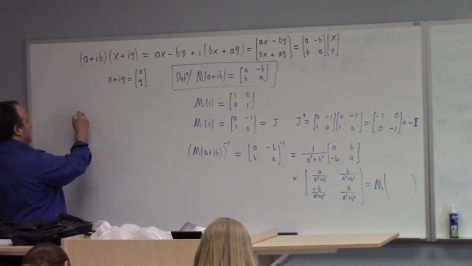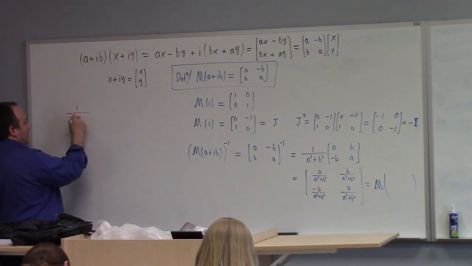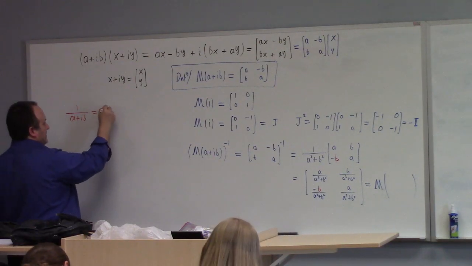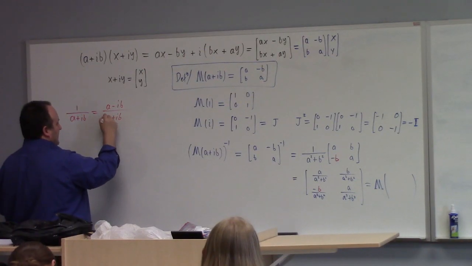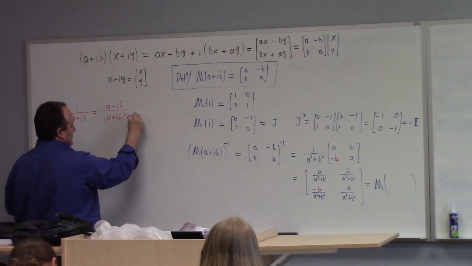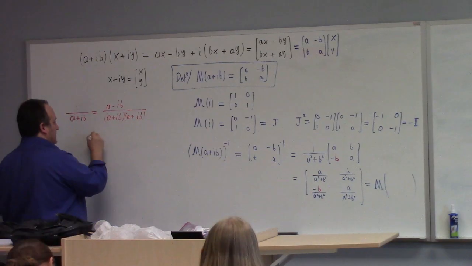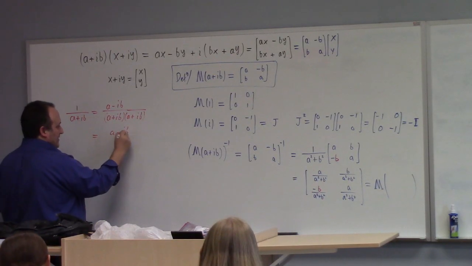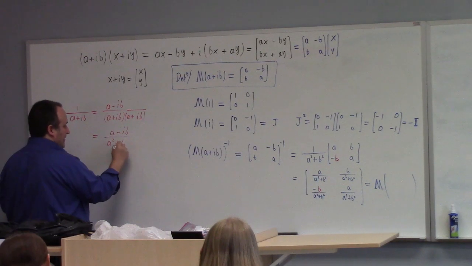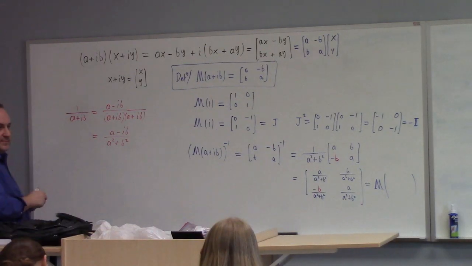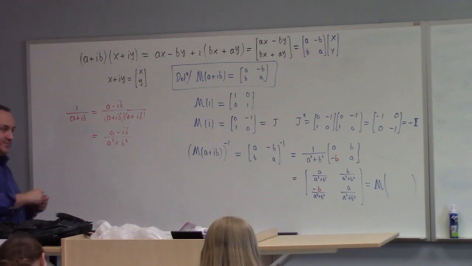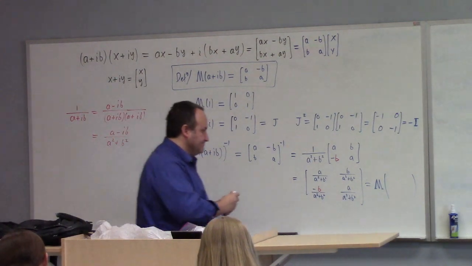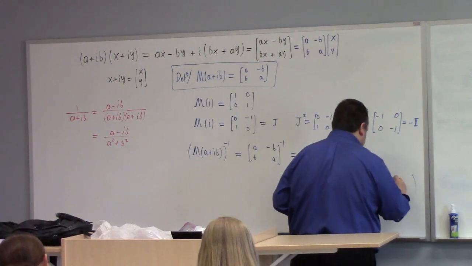I don't know if you guys remember this or not, but 1 over A plus iB, right? It's A minus iB divided by A plus iB times A minus iB, right? We multiply by the conjugate over the conjugate, and that gives us A minus iB over A squared plus B squared, right? So what we're looking at is the matrix of the inverse, the multiplicative inverse of the complex number, right?